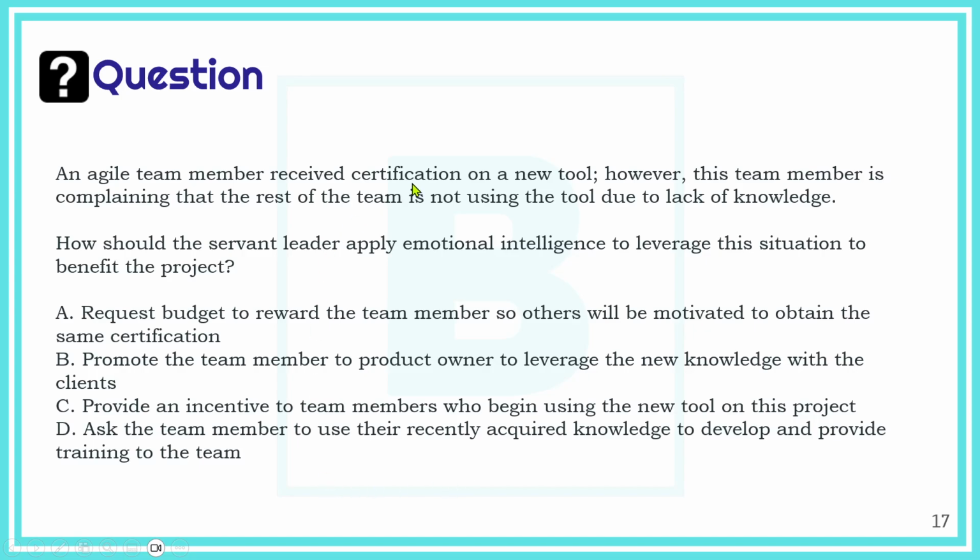Now, here, a team member managed to get their certification, but their colleagues didn't. So how can you use emotional intelligence to benefit from this situation? Asking for budget to reward, we said in PMI's mindset, we don't ask for more money and we try to avoid financial rewards. Promoting the team member to a higher role, higher position, no, that we don't do.